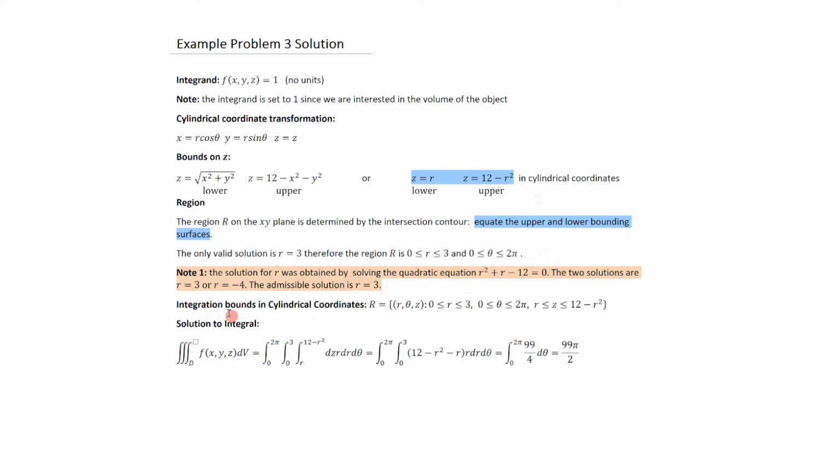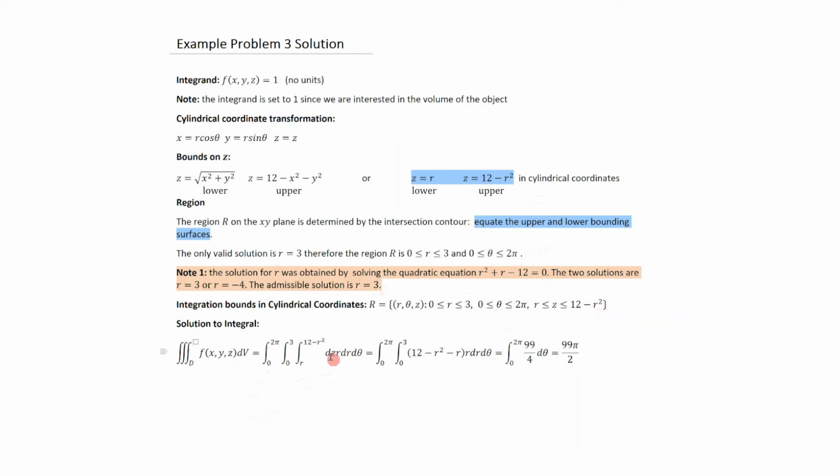All right, so now we can put them all together and come up with the integration bounds in cylindrical coordinates. R goes from 0 to 3, theta goes from 0 to 2 pi. Lower bound on z is r, upper bound on z is 12 minus r squared. So these now can be plugged into the integration bounds on the integral. And here you see it.